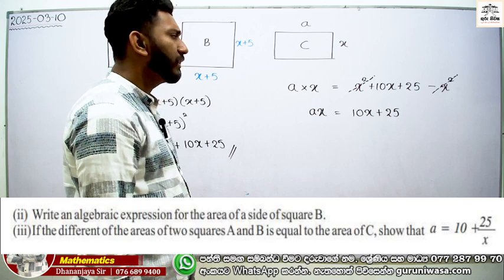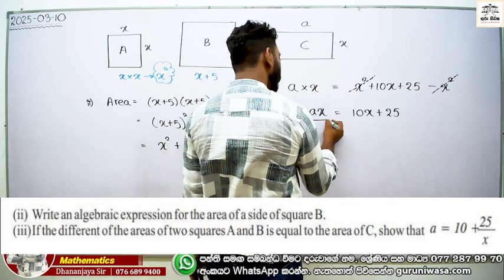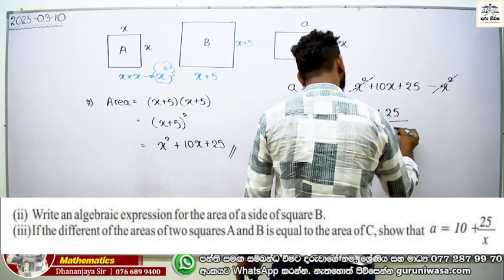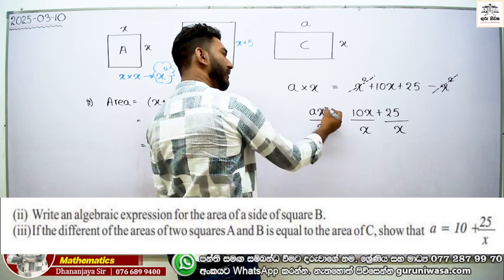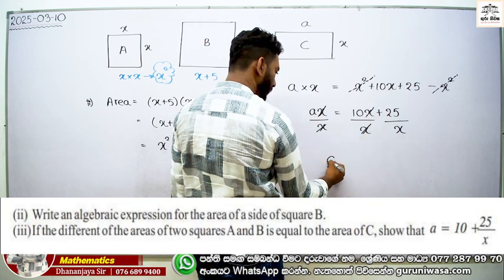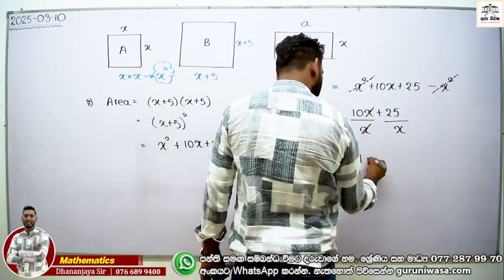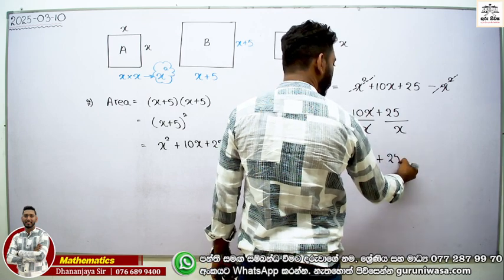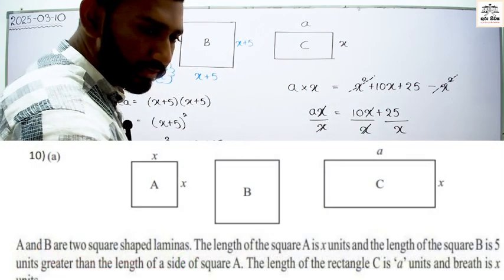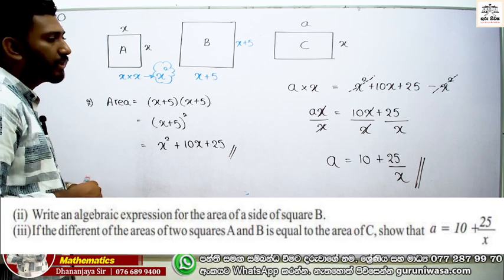Now we are going to divide both terms by x, because we need to find A. This one we have to divide by x. This one we have to divide by x. This one we can also divide by x. Now listen. X and x eliminated. Here, x and x eliminated. Now A is equal to 10 plus 25 over x. Now this is to show that part. Yes or no? Yes, this is the show that part. That is what is in the show that part. Yes. A equals 10 plus 25 over x.